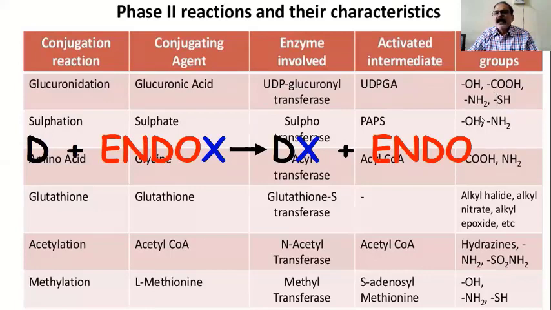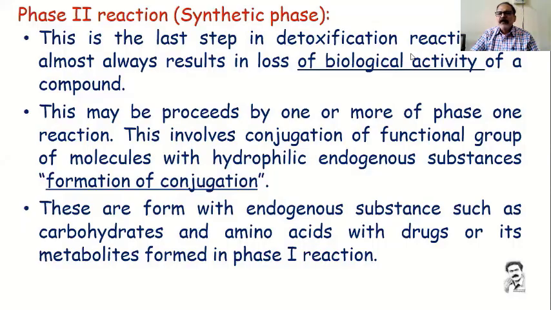That means you are getting a drug attached with this conjugating agent. After that, the drug automatically becomes water soluble and can then go into water. So this is the phase 2 reaction. And what are the important points you are supposed to remember in phase 2? This is the last step of the detoxification reaction and almost always results in loss of biological activity of the compound. When the drug is useful it is a boon, but when it becomes toxic, the body should throw it out.